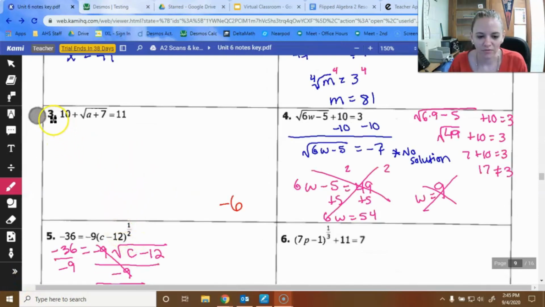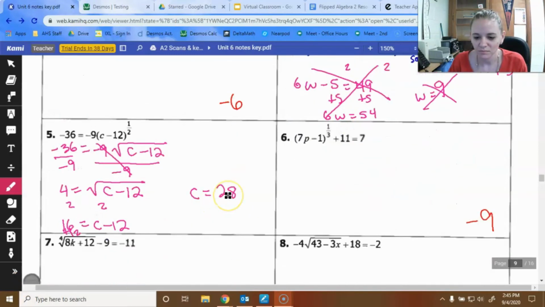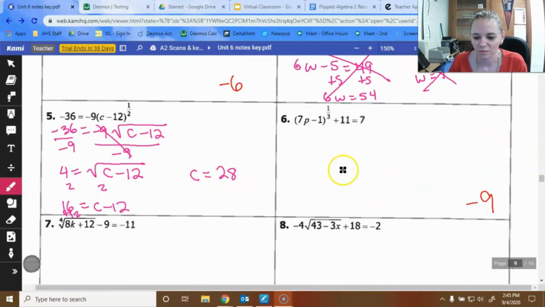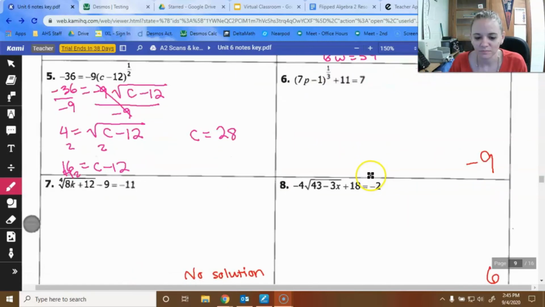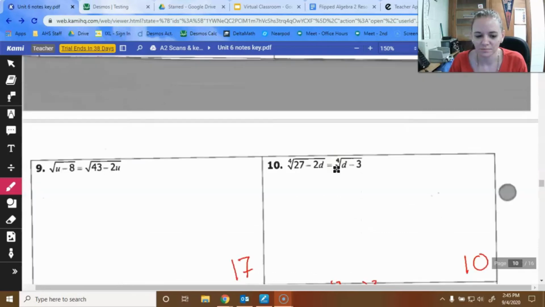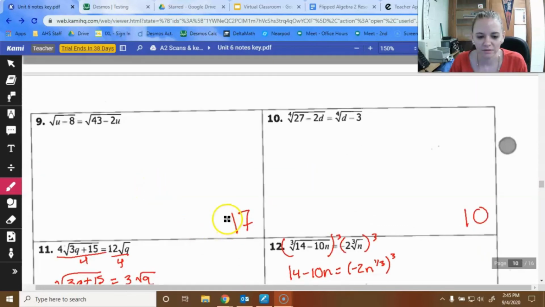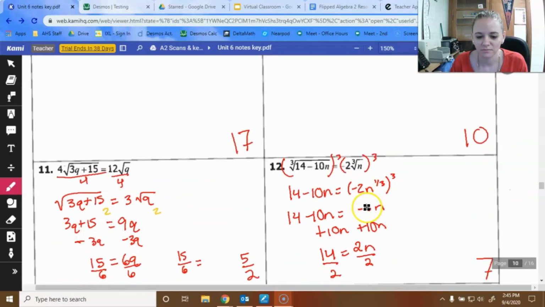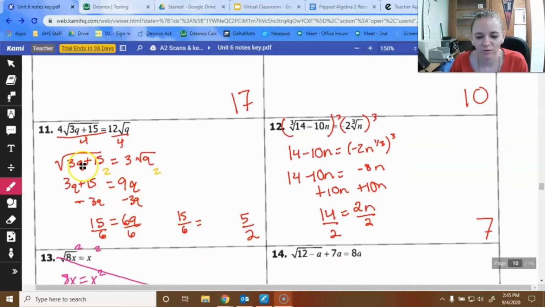All right, so we have 3, which came out to be -6. We have number 6, which comes out to be -9. Number 7 is no solution. Number 8 is 6. Number 9 is 17. Number 10 is 10. Here's 11 and 12 worked out.